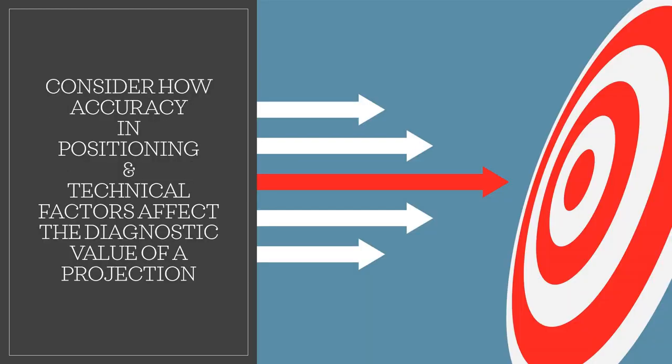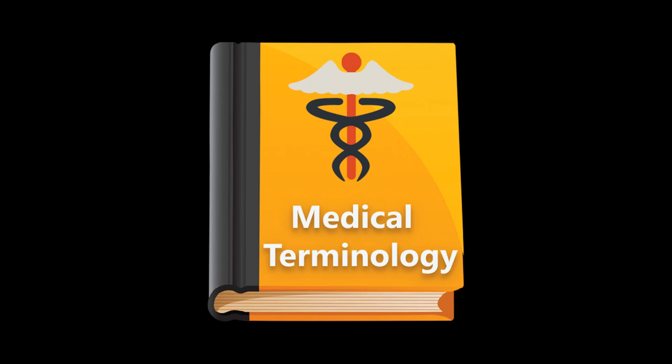Consider how accuracy in positioning and technical factors affect the diagnostic value of a projection. Chest procedures are one of the most commonly performed projections each year. The reviewer, you, the technologist, must consider all the normal variations that exist. Also, how the appearance of these structures is different with preventable positioning and technical errors. Medical terminology. At the beginning of most of the chapters in your image analysis book, there is a list of key terms. You must review them and know them.